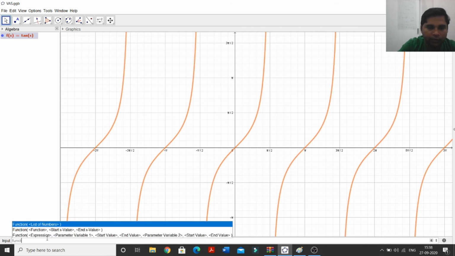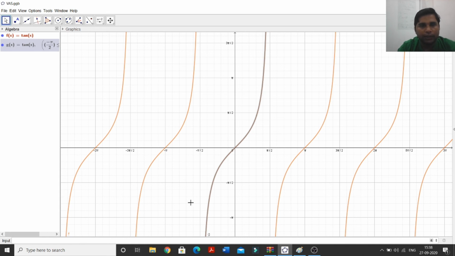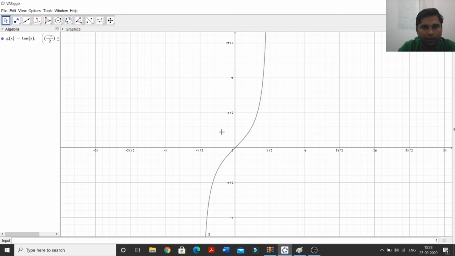Sketch the graph. Tan x from minus pi over 2 to pi over 2. Okay, this is the graph. Let me remove this tan x for all real numbers. So this is the graph. Between minus pi over 2 to pi over 2, it satisfies the horizontal line test. There's no problem. Now we can find out the inverse.